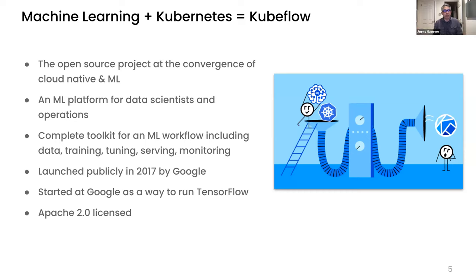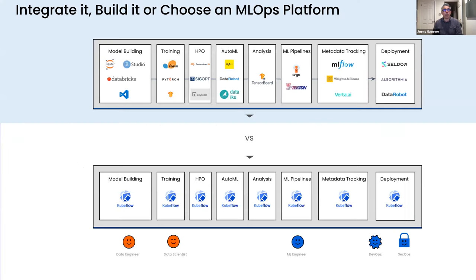for others to use. The quick history lesson on this is that it was launched publicly back in 2017 by Google. They originally started the project as a way to run their TensorFlow projects. And for those of you who care about all things open source like me, it's Apache 2.0 licensed.